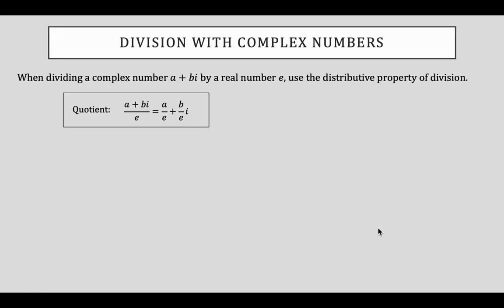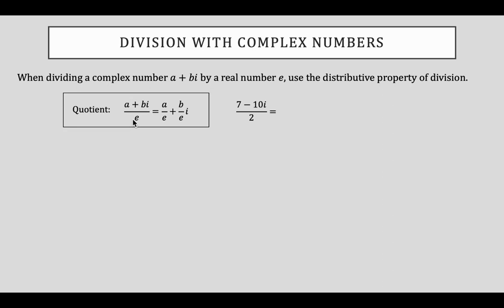So let's talk a little bit about division now. The quotient a plus bi divided by e is equal to a over e plus b divided by e times i. This is saying that if I take a complex number and divide it by a real number, all I have to use is the distributive property of division. And you guys already know the distributive property of division. It says I take every single term in my numerator and I can divide it by my denominator. A divided by e plus b divided by e times i.